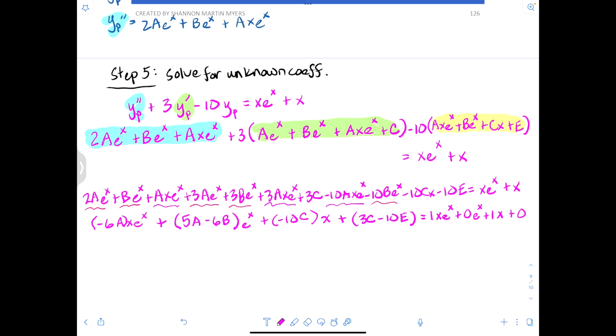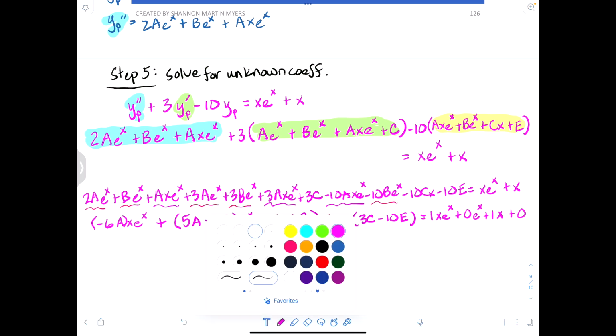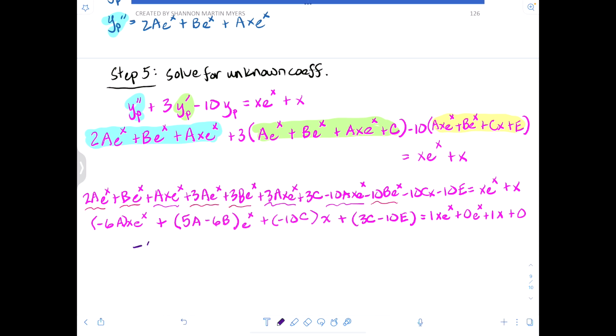And now here's the trick. You equate coefficients. So since negative 6a is the coefficient to xe to the x on the left side, it has to equal 1, which is the coefficient of xe to the x on the right. So we equate negative 6a to 1 because they are coefficients to the same term, xe to the x.